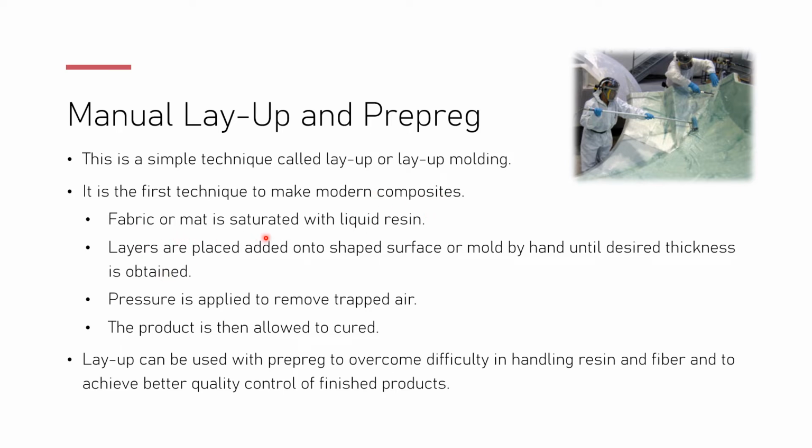Fabric or mat is saturated with a liquid resin, and the layers are placed on the shaped surface, right here your surface or mold, by hand. Once the desired thickness is obtained, pressure is applied to remove the trapped air. It's kind of like pushing the air out on the surface. The product is then allowed to set or cure. Layup can be used with prepreg fabric to overcome difficulty in handling resin and fiber and to achieve better quality control of the finished product, because without the prepreg you can't get really good finished products.